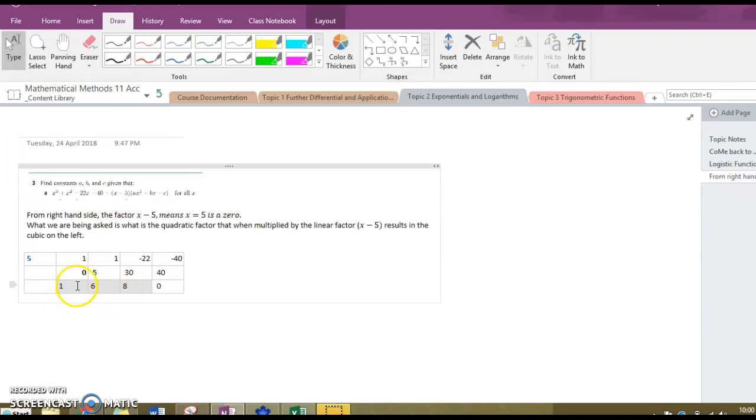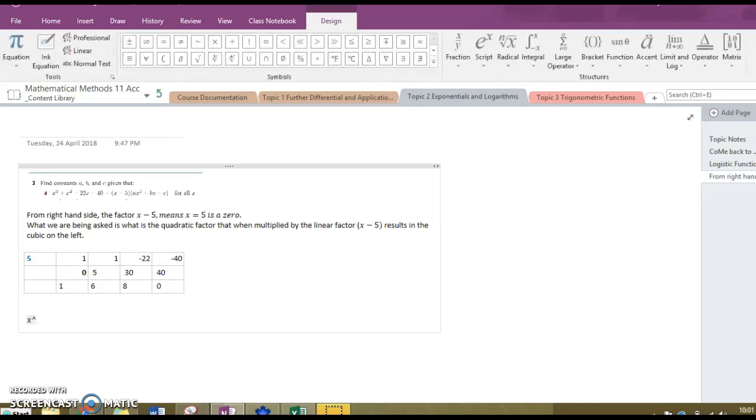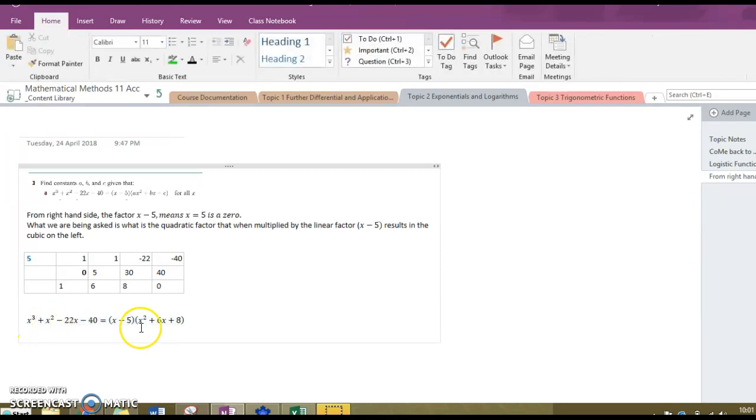If we did know the two future results for that question, we could then do a synthetic division process again. But for now, what we should end up with is x to the power of 3 plus x to the power of 2, take 22x, take 40, can be written as a linear factor of x take 5 multiplied by a quadratic factor with coefficients 1, 6 and 8. So that's a very quick example, but I will go through that again in week 1.